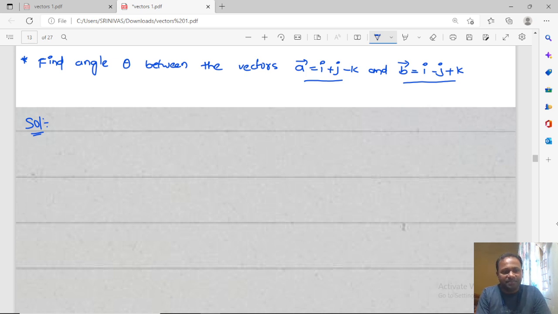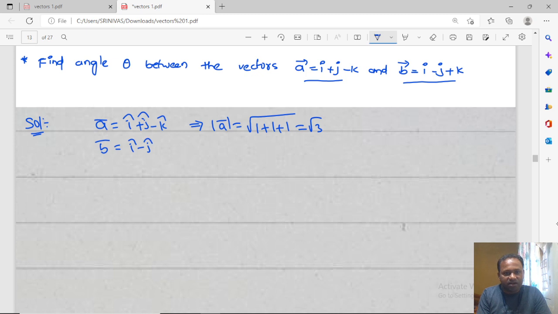A bar is given, a bar is equal to i plus j minus k cap. A bar is given means mod a bar is equal to how much? Under root of 1 plus 1 plus 1, root 3. B bar is given i minus j cap plus k cap. That implies mod b bar is equal to under root of 1 plus 1 plus 1, that is equal to root 3.